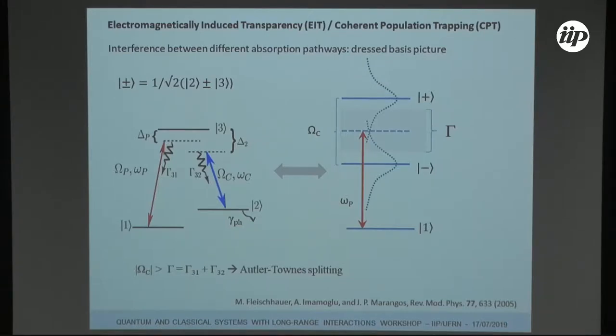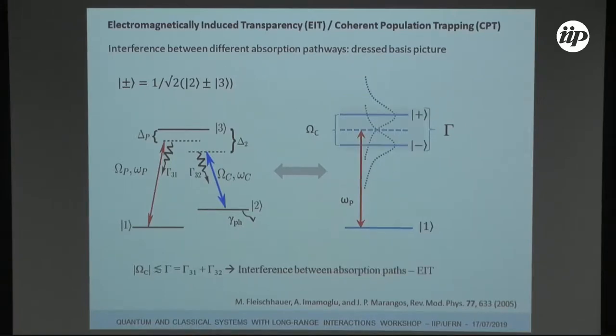We have transparency in this case, but the optical properties of the system are not dramatically changed as in the next case, because in the next case, we assume that the Rabi frequency of the control field is not so strong. So it's much stronger than the probe field, but not so strong as the decay rate of the excited state. So in this case, both dressed levels, plus and minus, will lie inside the line width of the excited state.